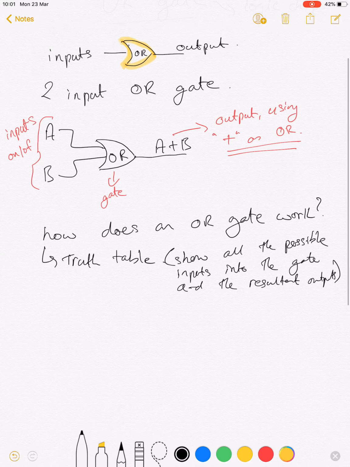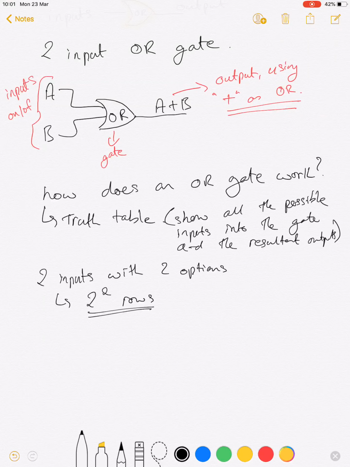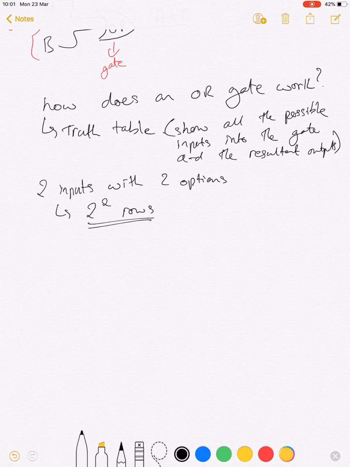Okay, so here we have simply two inputs. So our inputs are A and B. So if we have two inputs with two options, well, this actually gives us 2 to the power of 2 rows in our truth table. So this helps us understand the construction of our truth table. So now let's just draw out the truth table for this particular gate.